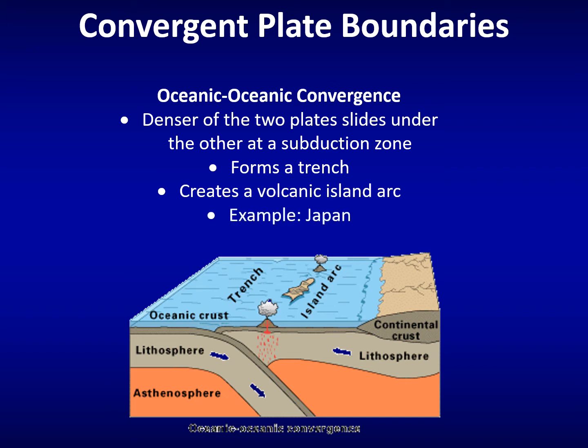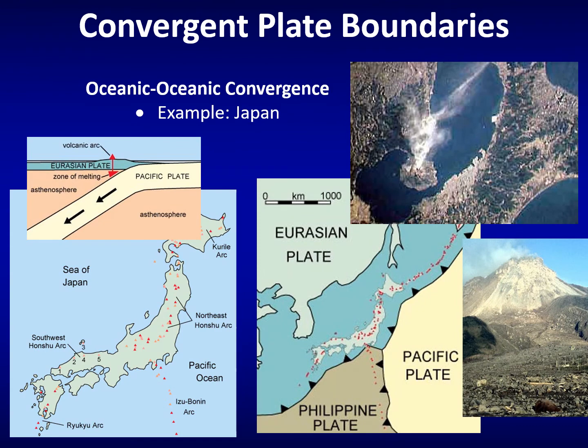Let's take a look at Japan. Japan is the result of the Pacific plate diving underneath the Eurasian plate there, as you see pictured in the upper left. The lower left shows that Japan has a bunch of volcanoes all around it because of this. All the little red triangles there indicate that. As the Pacific plate and the Philippine plate dive underneath the Eurasian plate, these volcanoes form the island chain of Japan.